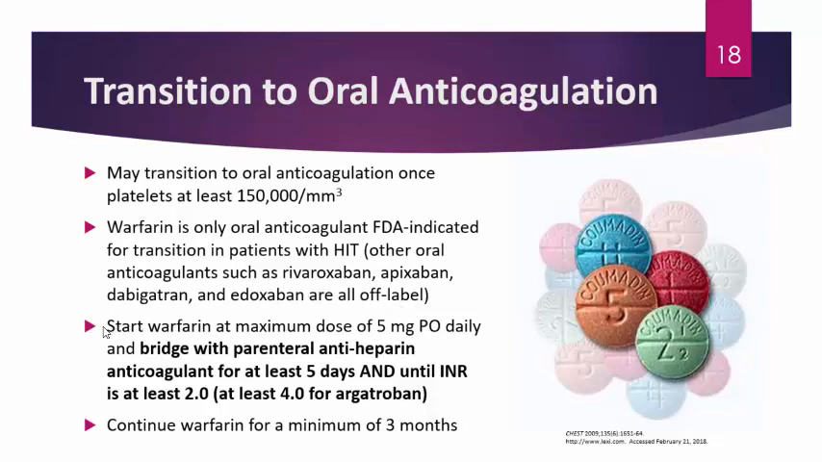In patients who have HIT, whose platelets have recovered, you may start warfarin at a maximum dose of 5 milligrams PO daily and bridge with a parenteral non-heparin anticoagulant, such as fondaparinux, argatroban, or bivalirudin, for at least 5 days until the INR is at least 2 whenever you are bridging with bivalirudin or with fondaparinux, and at least 4.0 for argatroban.